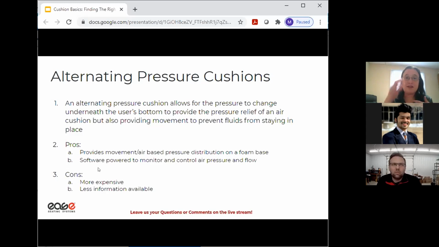However, because of the software and the technology involved in these cushions, they tend to be more expensive. As well as because it's still considered a newer type of product, there's less information available. It's less well known. So doctors, therapists, nurses, case managers aren't very familiar with these types of cushions. So they're not going to be able to tell you much about them, if they know anything at all about them, to let you make a choice on what type of cushion you want to sit on.